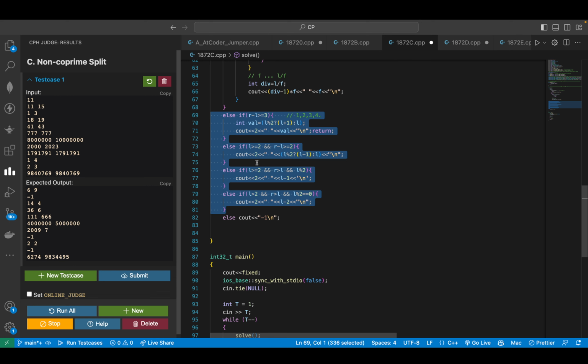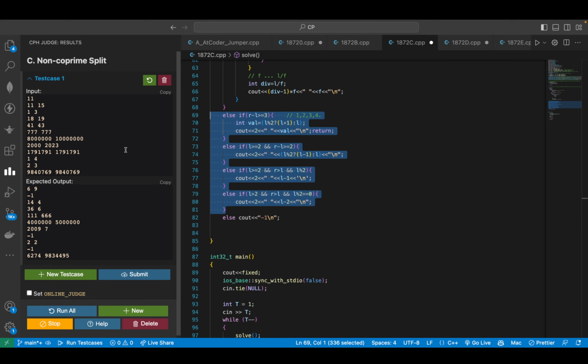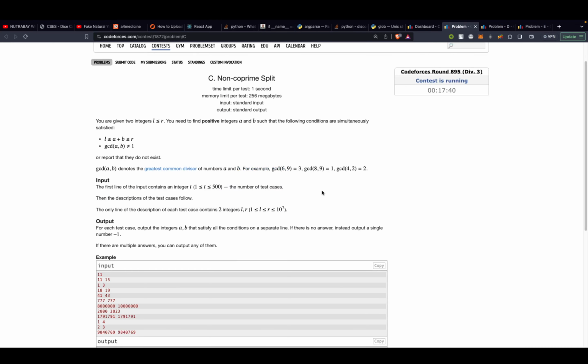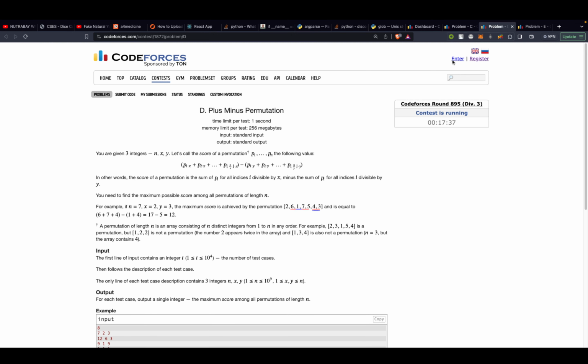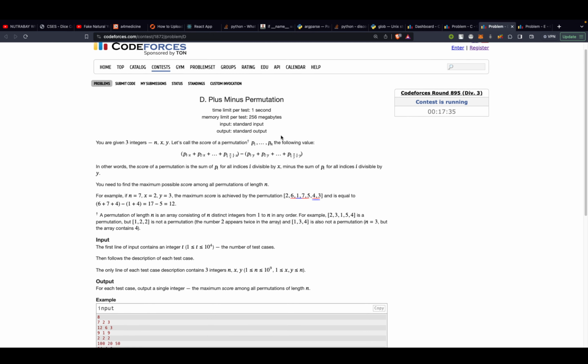The reason I did it this way is because I was getting trapped inside the test cases, so I just wanted to understand and elaborate a bit on it, and that's why I'm showing this particular formulation. Cool. Next, let's move to the next problem, that is plus minus permutation.